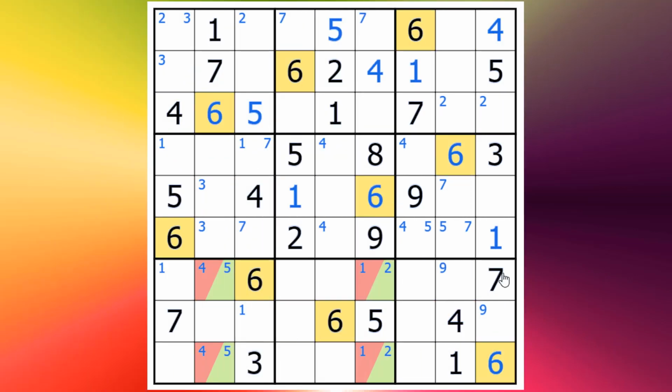All there. 7s. Well, no, it can't be over there. Can't be over there. We can't put it in here because that has to be a 1 or 2. So the 7 must be over here.